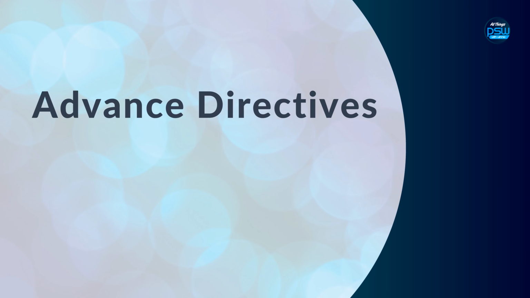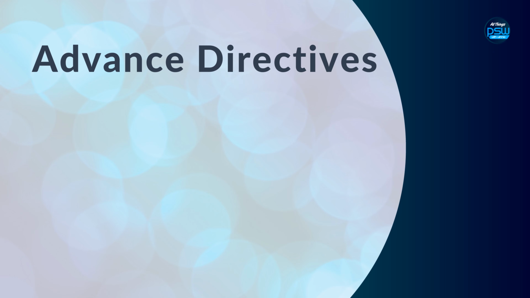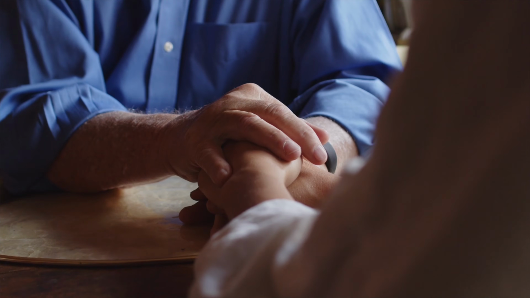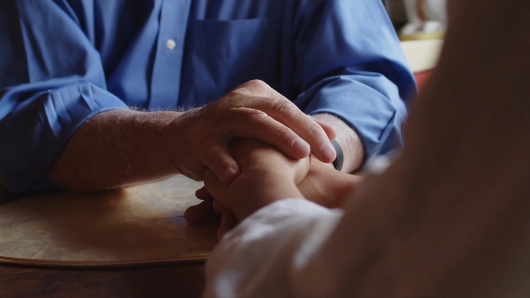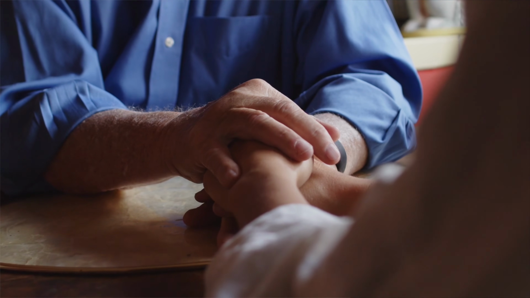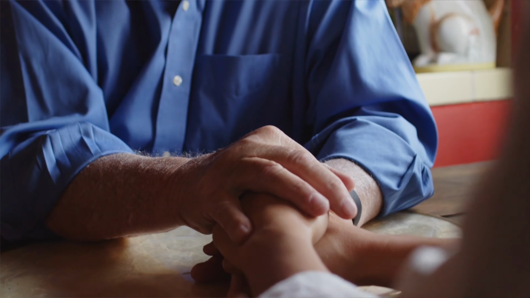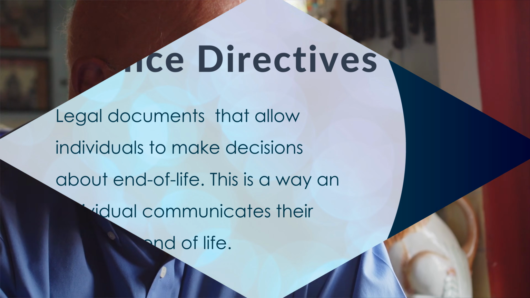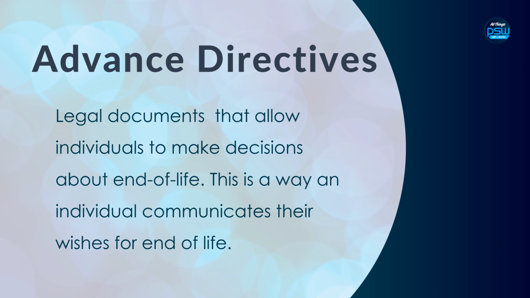Advance directives, guys, are legal documents that allow individuals to make decisions about end of life. So back to Mr. Jones, he found out, palliative, that he's going to pass away in a year. Unfortunately, he got a diagnosis of cancer. He then decides to draft advance directives whilst he's still of capable mind to really talk about how he wants to be treated at the end of life. This is how he can communicate his wishes.